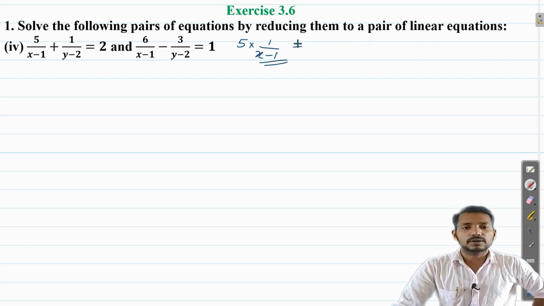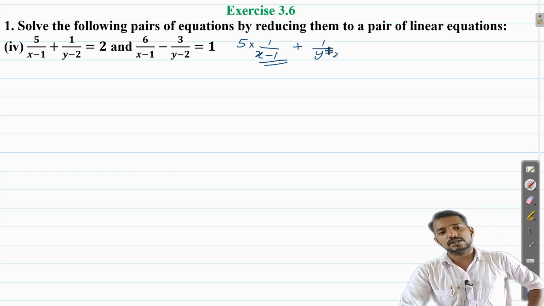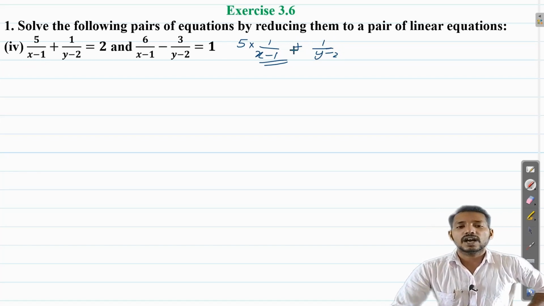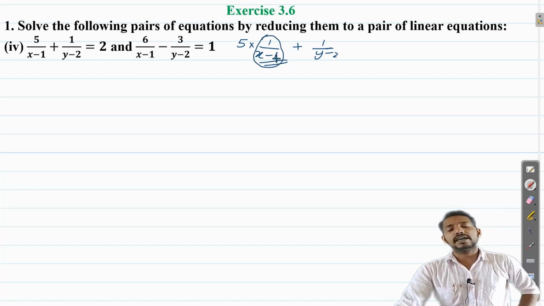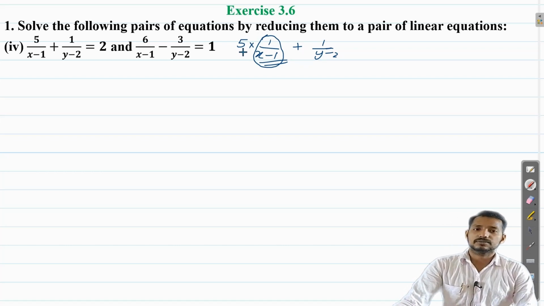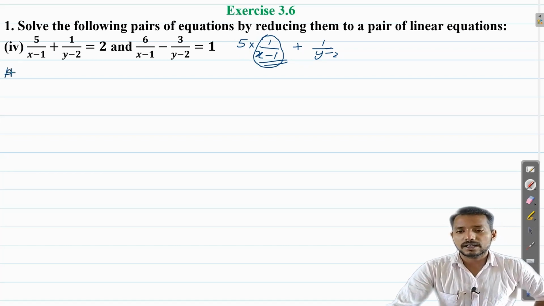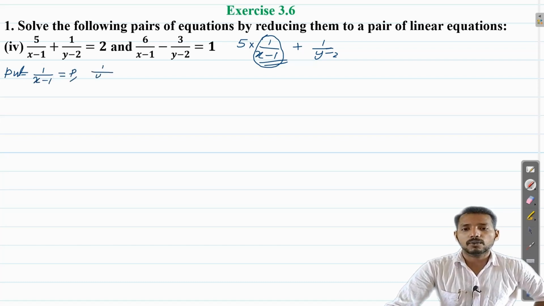Similarly here plus 1 by y minus 2, nothing. 1 into 1 minus 1, y minus 2. So here we have to substitute for the entire term 1 by x minus 1. Clear? So put 1 by x minus 1 is equal to p, and 1 by y minus 2 is equal to q.